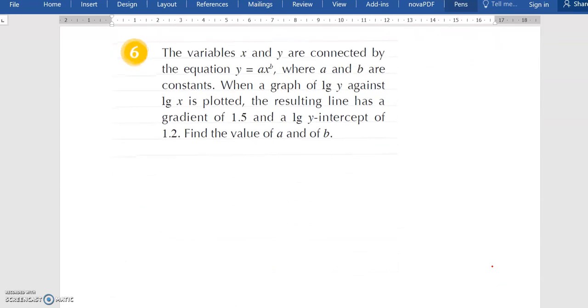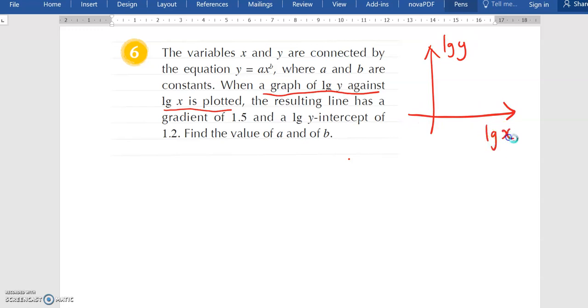Let's look at question 6 now. Question 6 is that kind of typical O-level question whereby you have to take log or ln. So same thing, let's draw the graph. Let's look at what they want. A graph of log y is plotted against log x. So when I draw, I should have log y over here, and then I should have log x over this side, and I have a gradient of 1.5, and the log y intercept is 1.2. So similarly, over this side is 1.2.